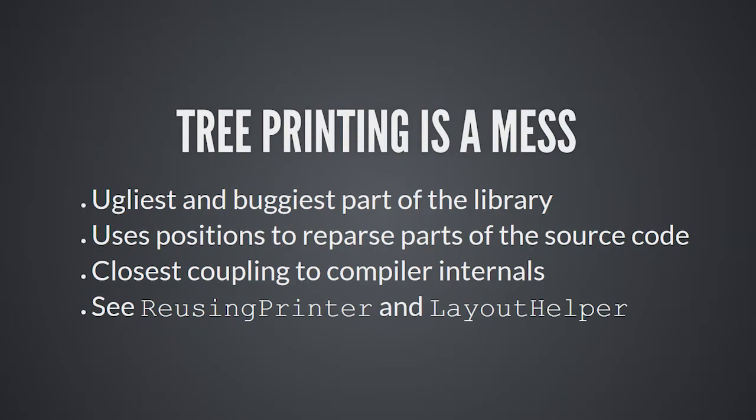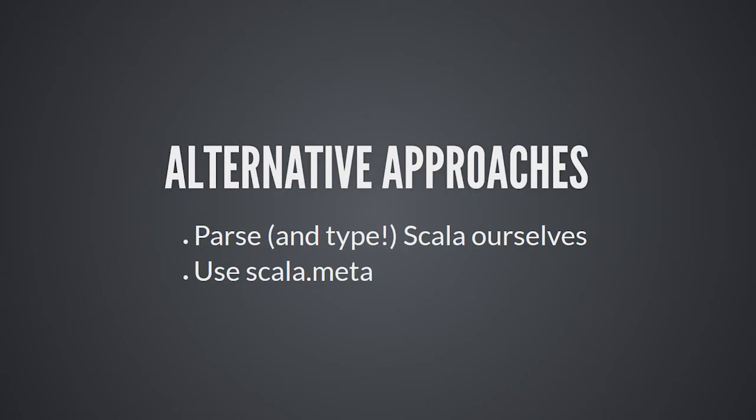So, of course, there are alternative approaches. One approach, in fact, was taken by IntelliJ. They decided to just parse and type Scala themselves, which I guess was a good decision, but of course as a consequence, IntelliJ sometimes is not in line with the Scala compiler. You have IntelliJ saying that your code is not correct, while the Scala compiler thinks it's okay, or the other way around. So this is basically the reason for this.